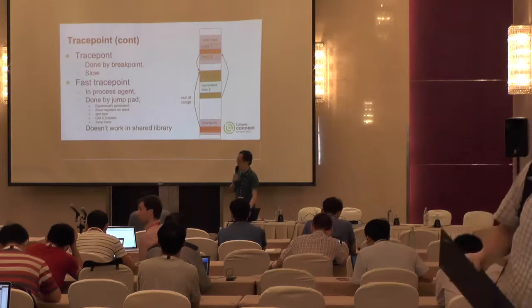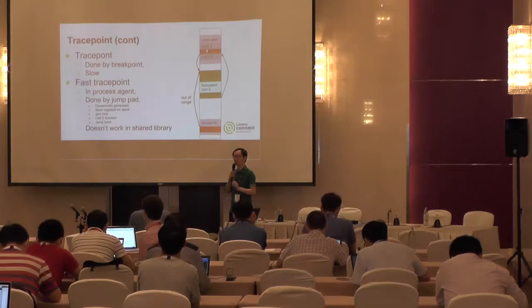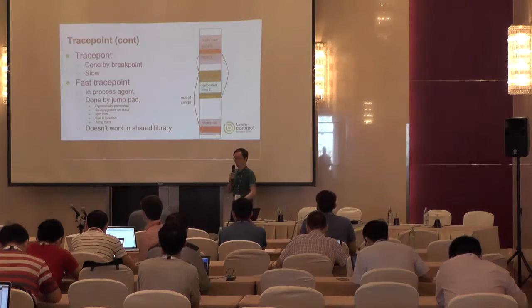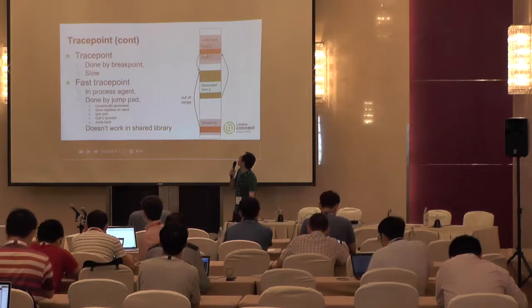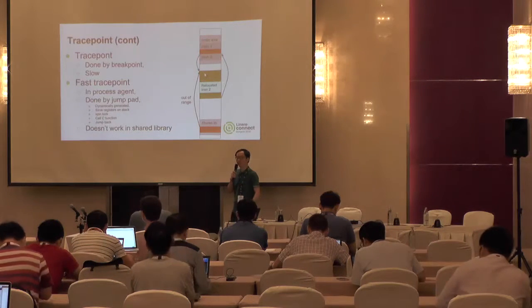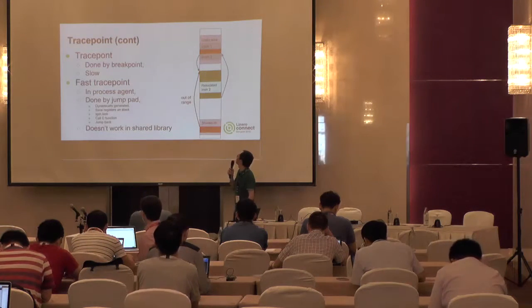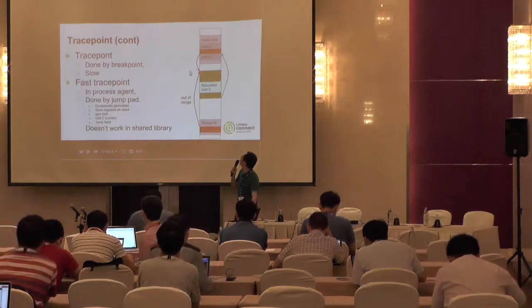For the fast trace point, it is faster because we do not use a break instruction. We use a jump, which means the program cannot be interrupted. So when you set a breakpoint here, GDB server will insert a jump instruction and create a jump pad somewhere in the program's address space. So when the program comes here, it will jump to the jump pad.